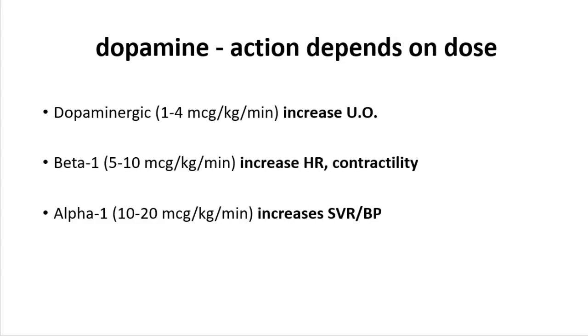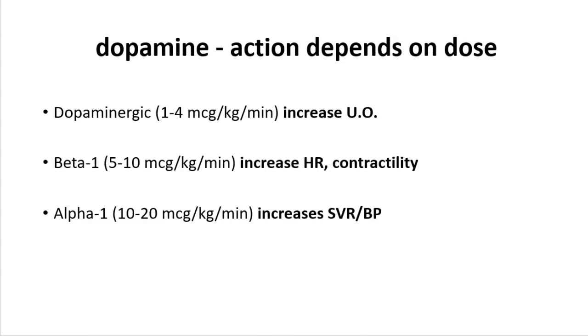Okay. Once you increase the dopamine to that 5 to 10 micrograms per kilogram per minute rate, it starts to increase heart rate contractility. It starts to work on beta 1. And at the highest dose, this will increase systemic vascular resistance and bring up the blood pressure as it works on alpha 1. So the order that you receive will really depend on what the doctor or provider needs to correct. So dopamine can also not be given with bicarb and should be given by a central line.